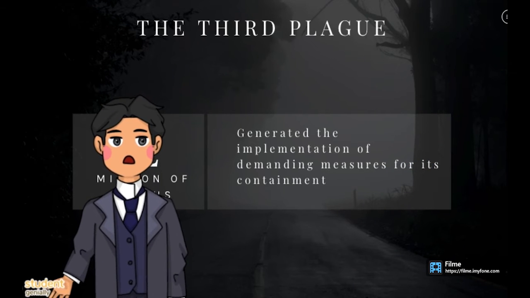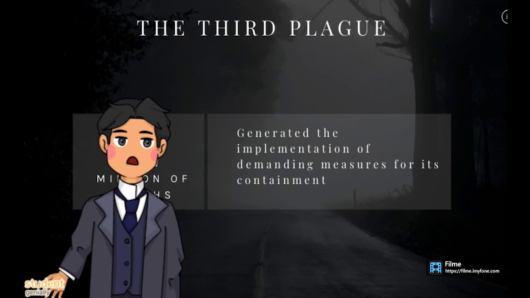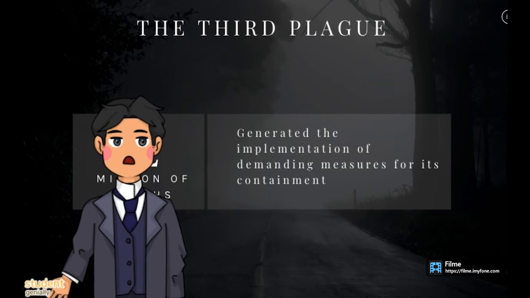The 2 previous plague pandemics left societies perplexed trying to find their origins.